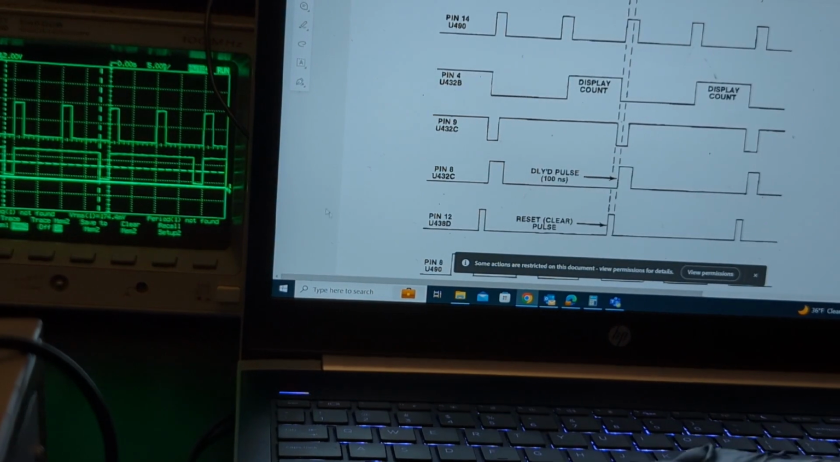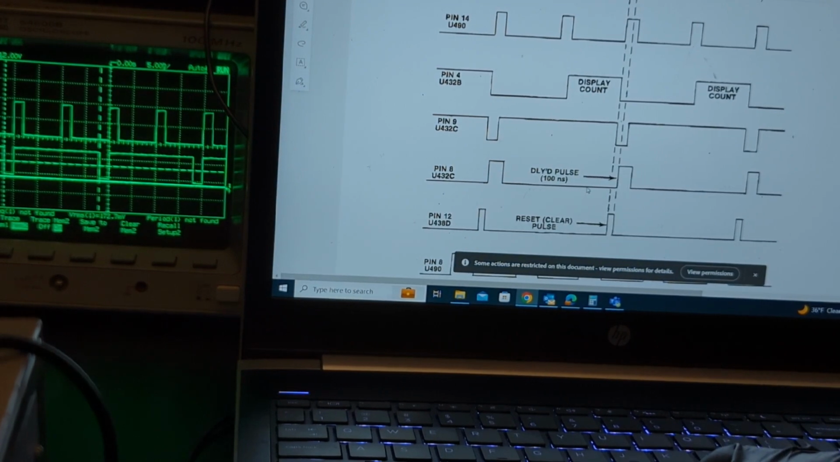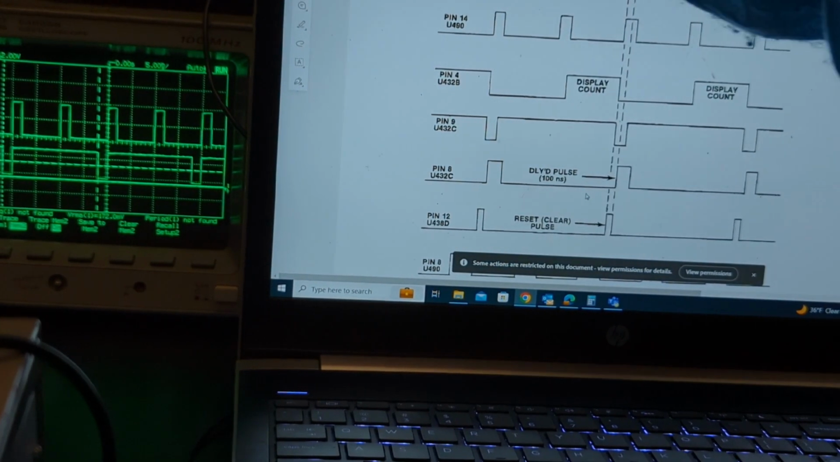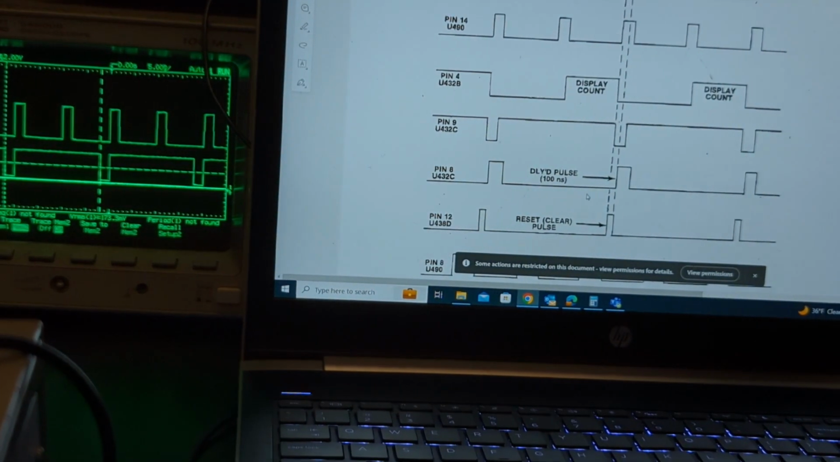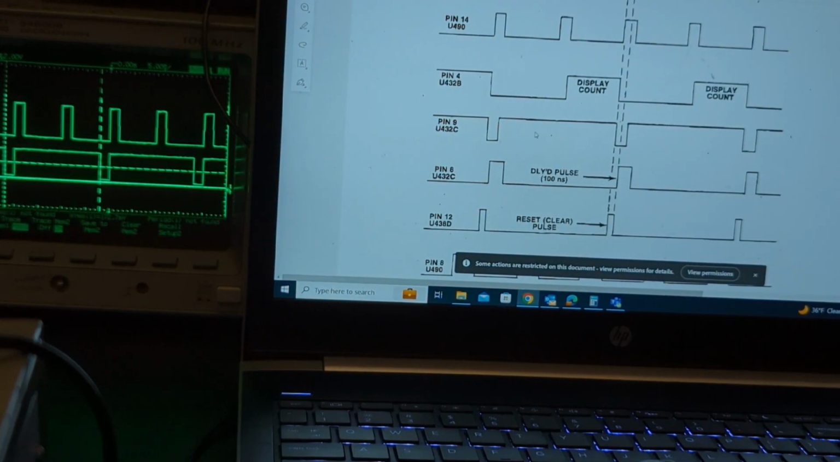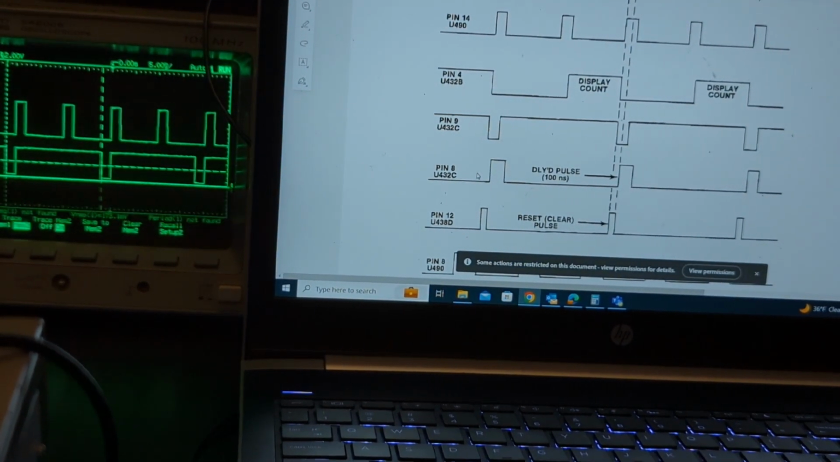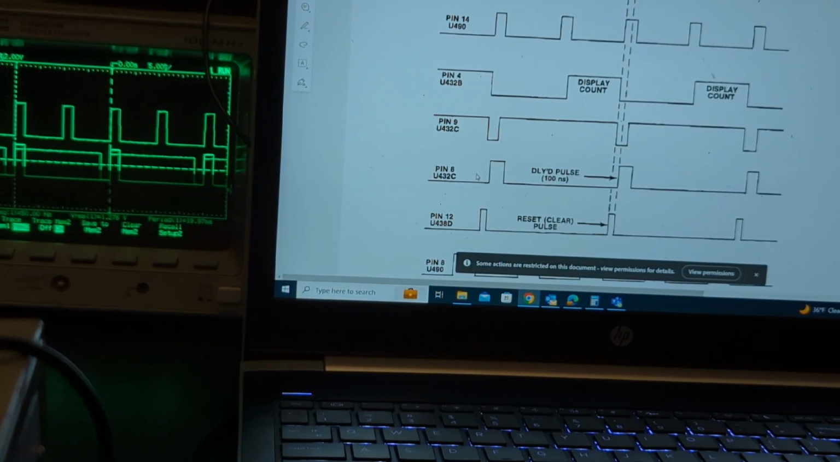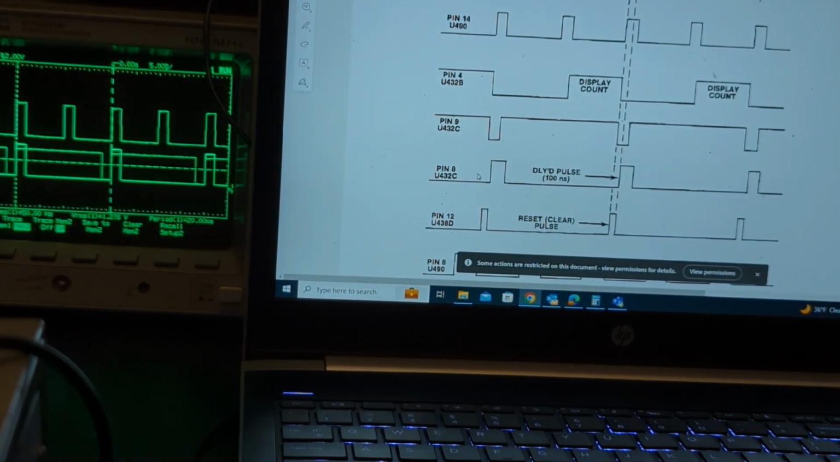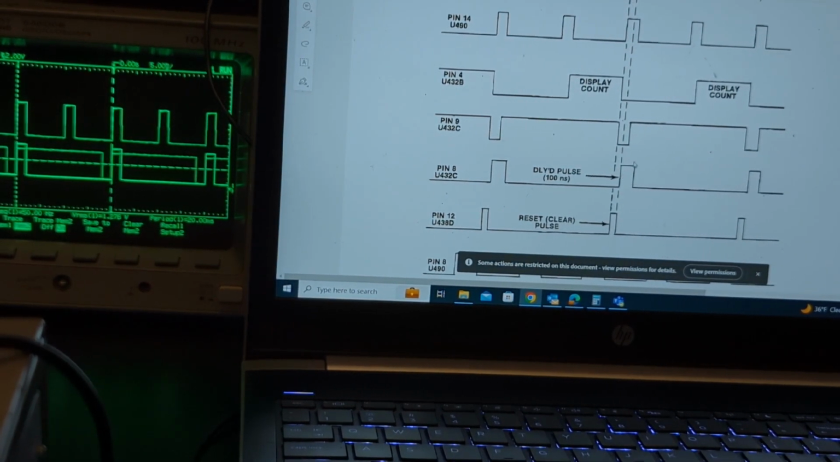And I might take some of them off if it gets too jumbled up there, too hard to make out. Alright, so that was pin 9. Let's do pin 8. Alright, and there is that delayed pulse, that's good. So we are seeing that.